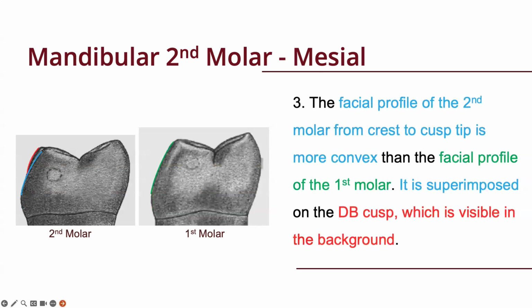The facial profile of the second molar from crest to cusp tip is more convex than the facial profile of the first molar, and it is superimposed on the distal buccal cusp, which is visible in the background. Okay, so that's different between the second molar and the first: in the second molar you can see a hint of the distal buccal cusp from the mesial.